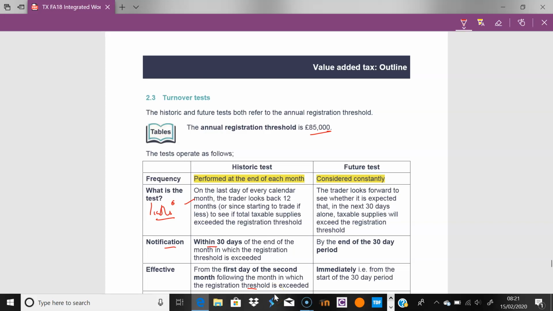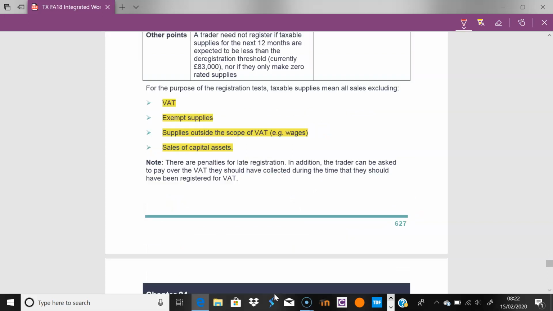In terms of the future test, you are constantly looking forward. As soon as you think that in the next 30 days you will exceed it, then you become liable, and it is effective from that point, but you must notify HMRC by the end of that 30-day period.